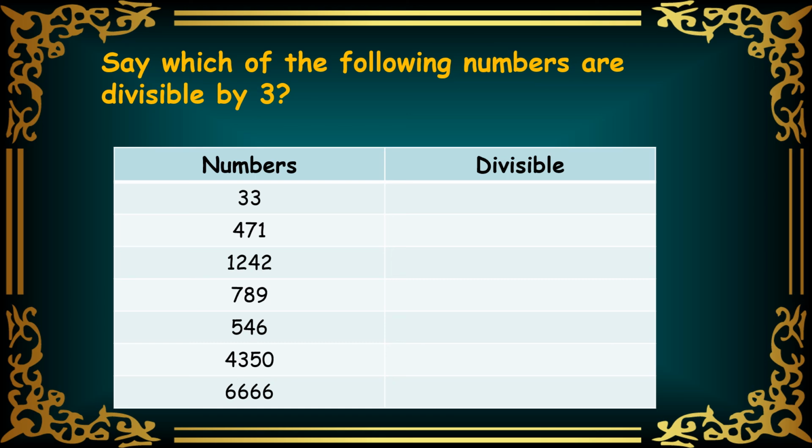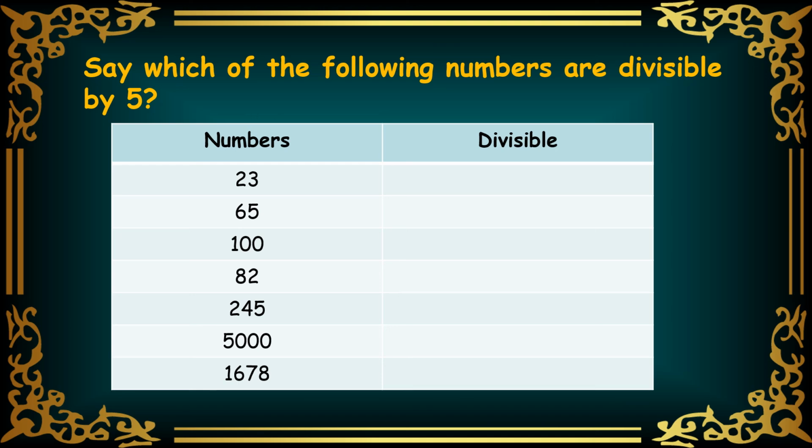These are a few questions for your homework. You can write it down and solve it by yourself. Say which of the following numbers are divisible by 3. Okay, you have to see whether these numbers are divisible by 3 or not. You can pause the video, take down the questions and then answer it. Let us see another one for homework. Say which of the following numbers are divisible by 5. Also this is simple. 23, 65, 100, 82, 245, 5,000, 1,678.